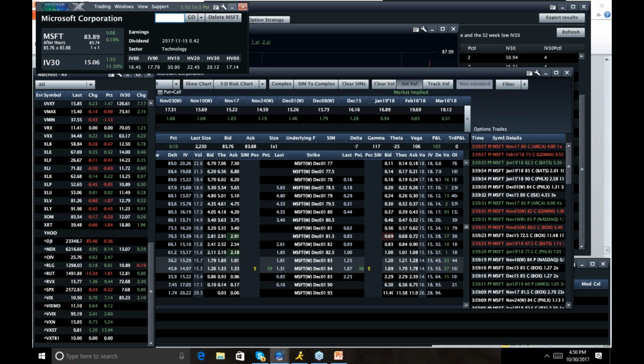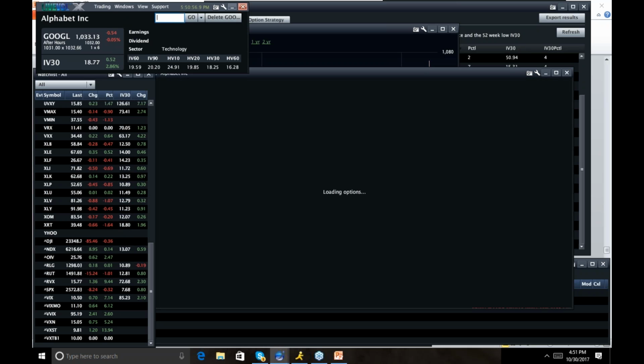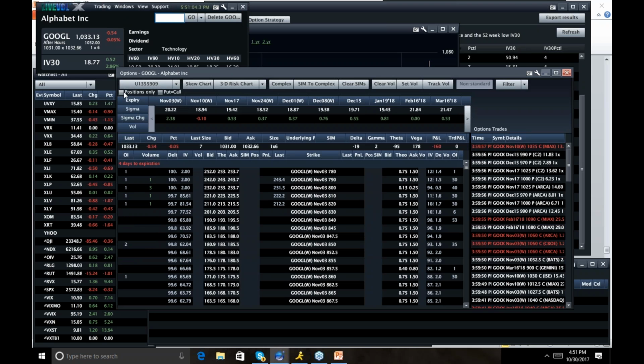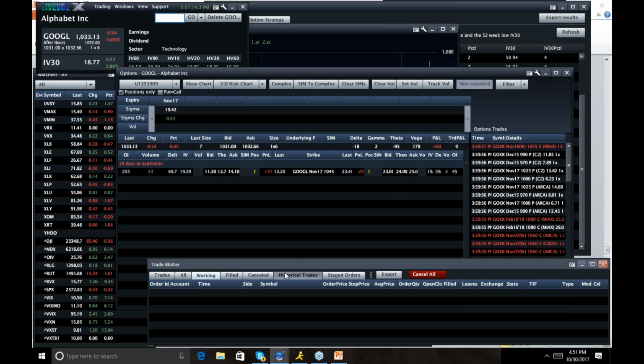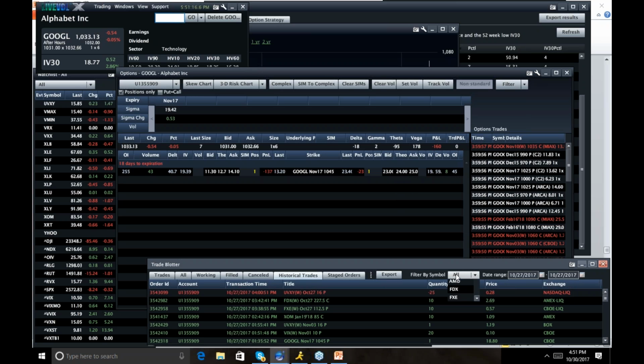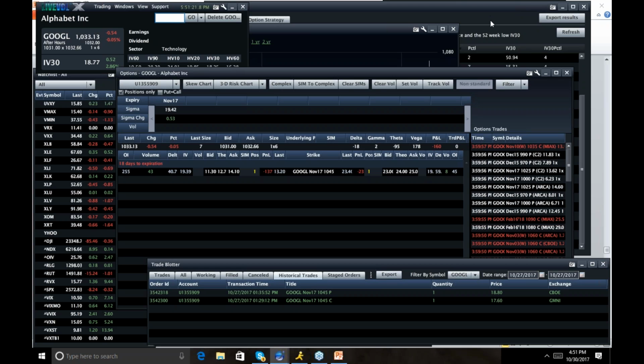We also did something similar in Google. We did the 1045 straddle. I don't know if this one's up or not. Let me take a look. I paid $35.40 for it, and it's currently $36.70. So you can see that trade is up a little bit, not bad.